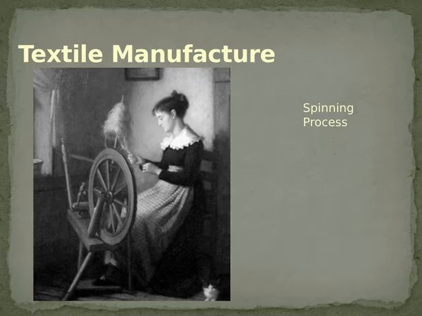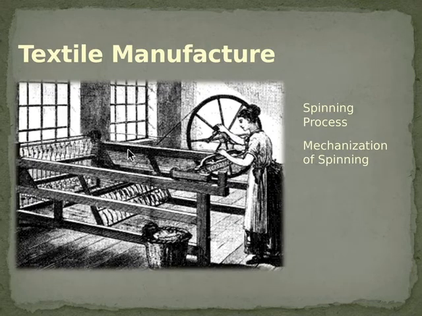Okay? But the women, typically this was women who did this, the women who were doing this couldn't keep up with this demand. All right? And so a man by the name of James Hargreaves in 1765 came up with an interesting, simple machine. And this machine was called the spinning jenny.